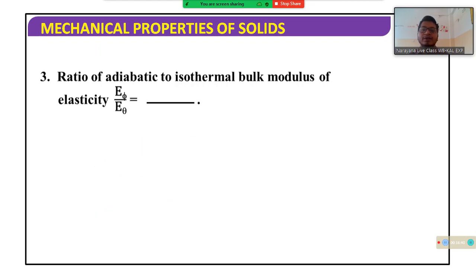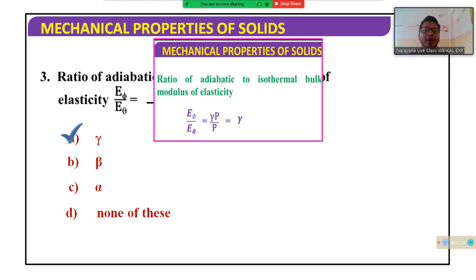Next, the ratio of adiabatic to isothermal bulk modulus of elasticity. We can define it as E phi by E theta, where E phi is defined as the adiabatic and E theta is defined as the isothermal. What is it? It will be gamma. The ratio of adiabatic and isothermal elasticity is defined as gamma.